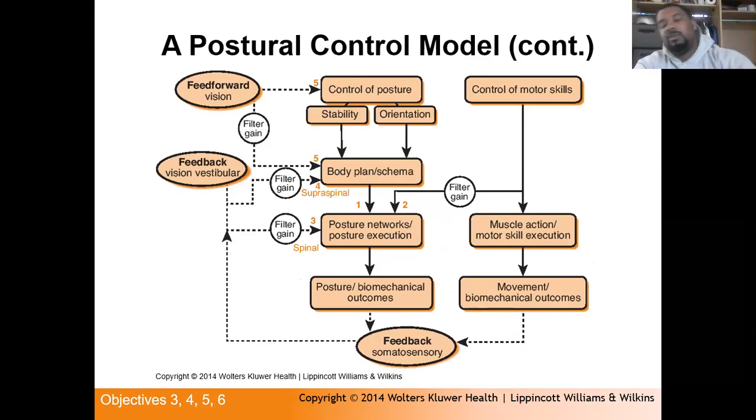And it's kind of the similar things that we talked about: control of posture, stability, then body plan, how your body is going to adjust to it, posture networks, then execution, what I'm going to do to keep my body balanced, biomechanical outcomes. Okay, what happened when I try to do this? Then it gives feedback, and then it corrects it. Then if you look, it also says control of motor skills, which is also the conscious awareness while your postural control is going on. So the conscious awareness over here, and then muscle action skill, they all play a part. And like I said, it's still simultaneous. So it's going on all at the same time and in order.